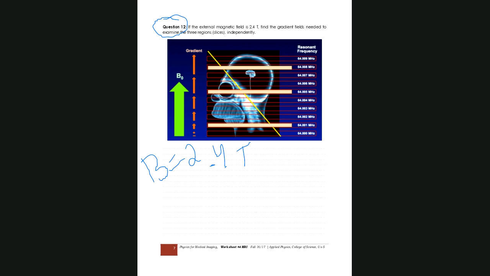So this slice here, this slice here, and this slice here. Now, the slices, as you can see, they are defined by the frequency. One of them is 64.001, and the other one 64.005, and the other one 64.008. These are the 3 frequencies. Now he wants you to find the gradient field. Let me just write these down.